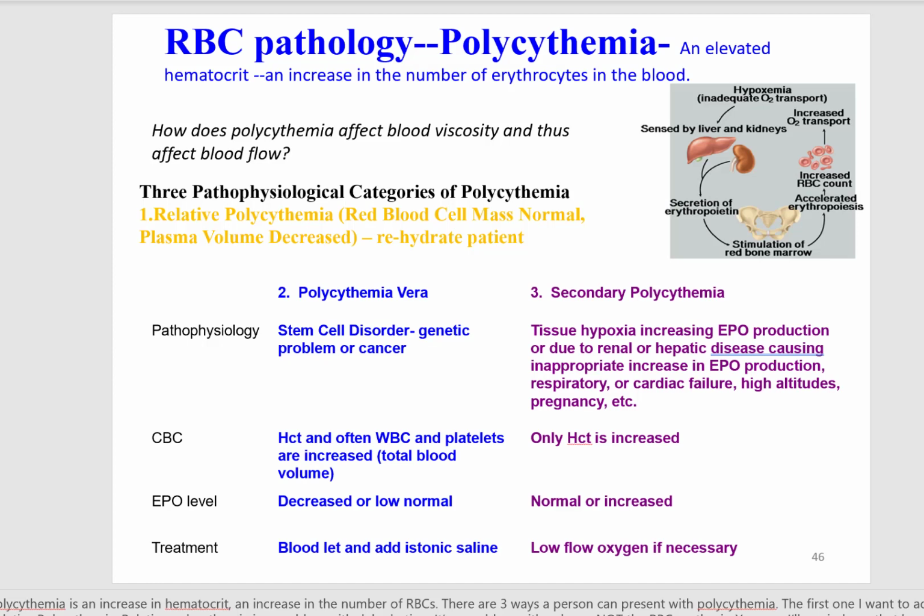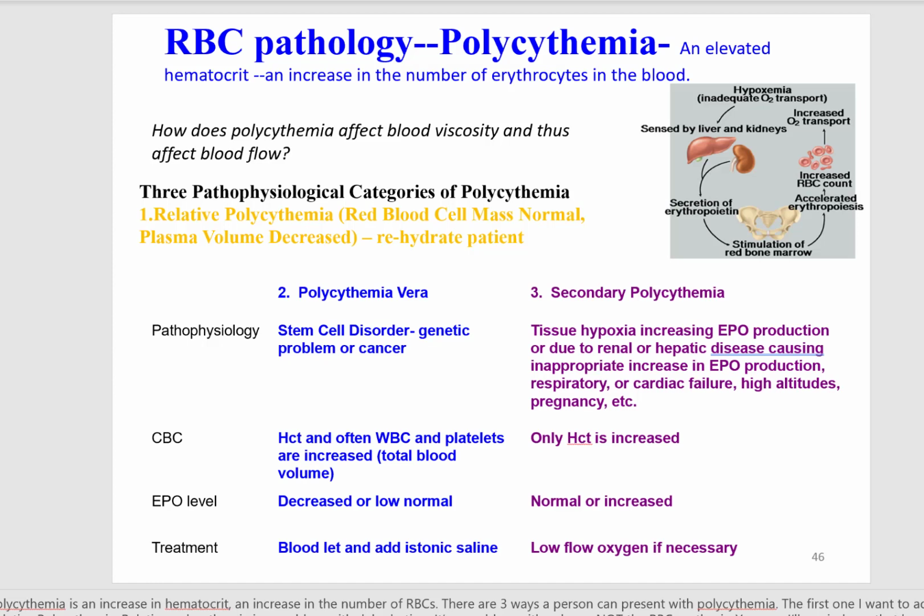Erythropoietin levels would be decreased, lower below normal. The treatment for this, aside from treating the cancer, if that's what it was caused by, would be to bloodlet the patient and add isotonic saline solution to dilute the blood.